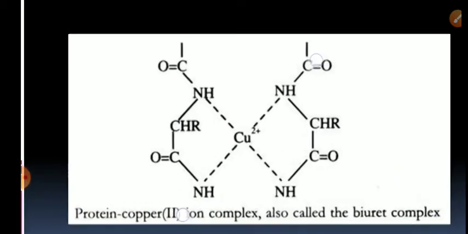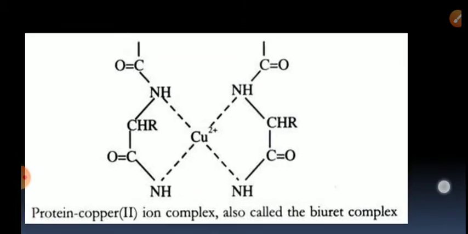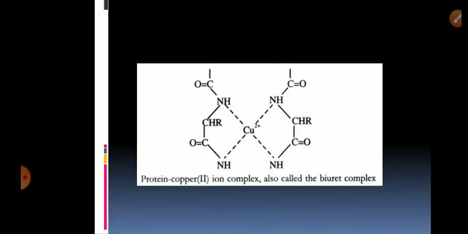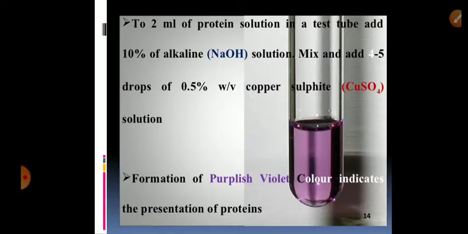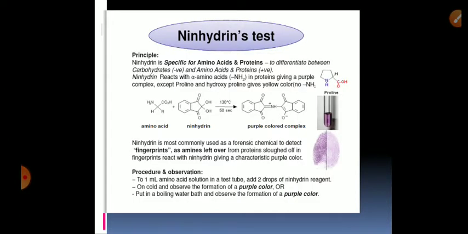This is the structure of the compound called biuret, where there is a union of two molecules, and it reacts with alkaline copper sulfate solution to form a deep violet color. Take 2 ml of protein solution in a test tube and add a few drops of 10% sodium hydroxide solution, then a few drops of 0.5% copper sulfate solution, and wait for the formation of purple or deep violet color. Formation of purple or deep violet color, as shown in this diagram, indicates that the compound is protein.